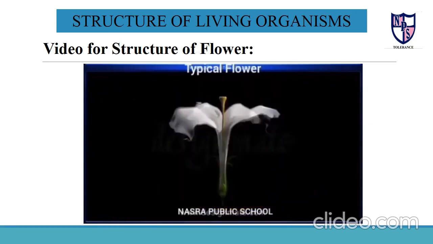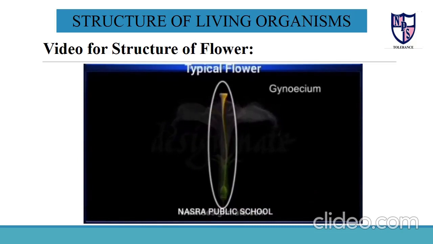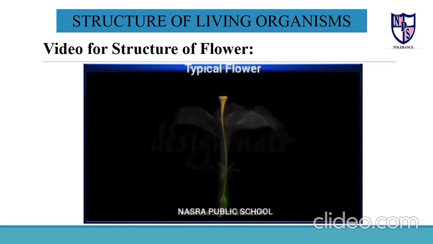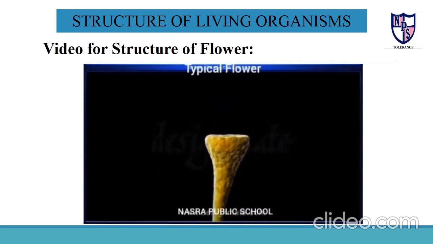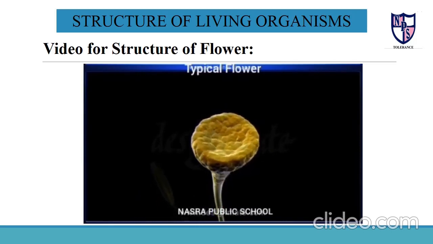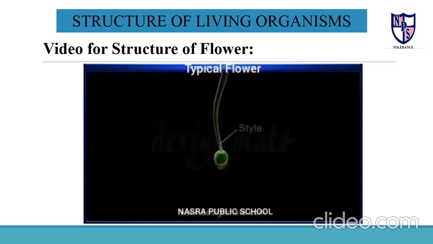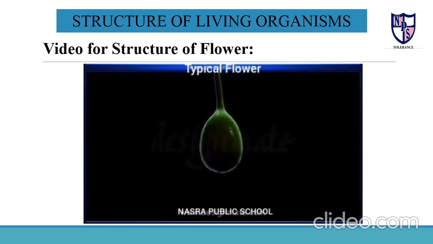The 4th floral whorl is the gynoecium, which is the female reproductive part of a flower. It has a terminal knob-like portion known as stigma. The stigma continues as a thin stalk-like structure called style, which ends in a swollen, pear-shaped body known as ovary.